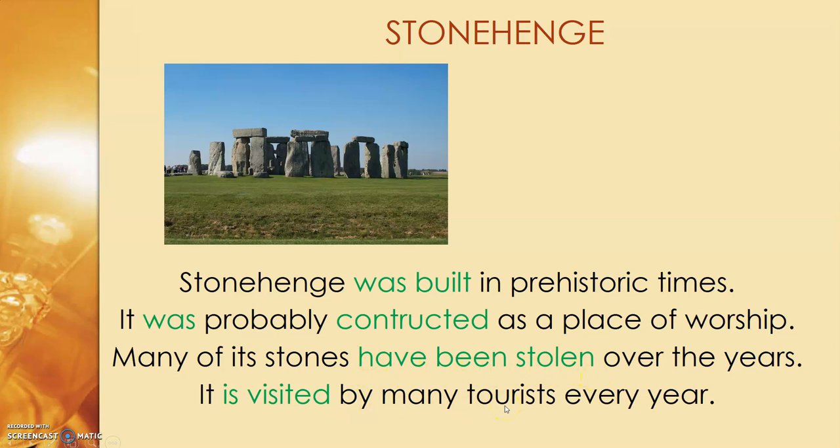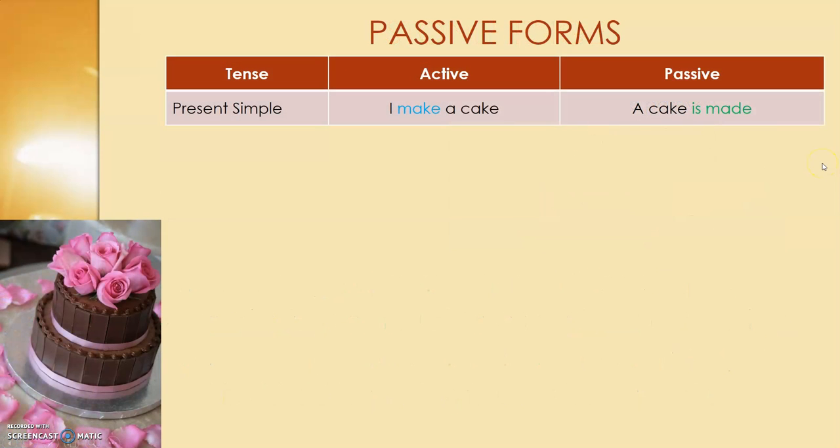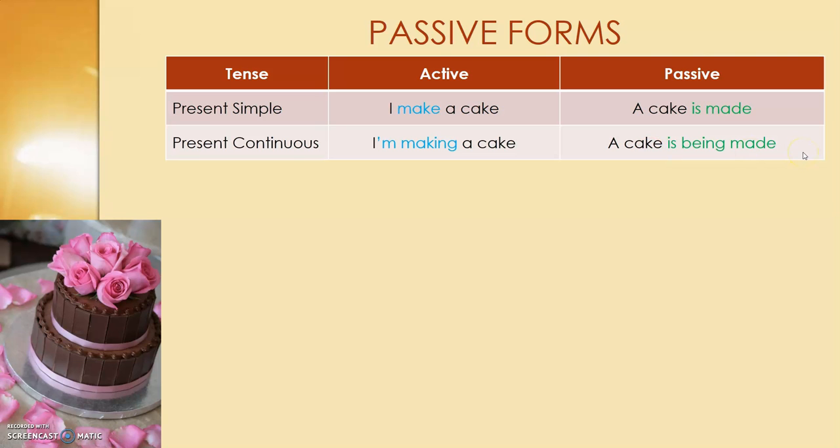And what are the two ingredients that we need to have the passive voice? These are the ingredients. So the verb to be and the past participle of the main verb. Okay, so let's see the passive forms depending on the tense. So for example, for present simple, we have I make a cake, a cake is made, okay? With present continuous, we have I'm making a cake, so a cake is being made.